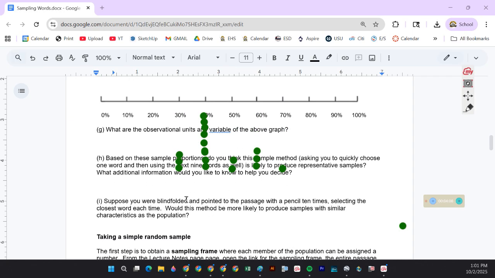Suppose you are blindfolded and pointed to the passage with a pencil 10 times, selecting the closest word each time. Would this method be more likely to produce samples with similar characteristics as the population? Yes. That would be a much better idea, especially if you took the person and spun them around a couple times between each guess.